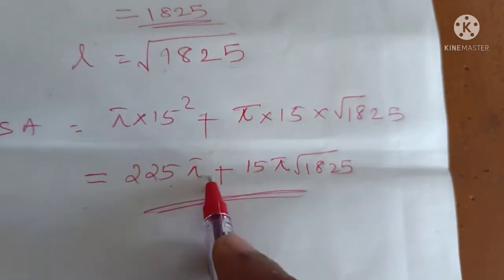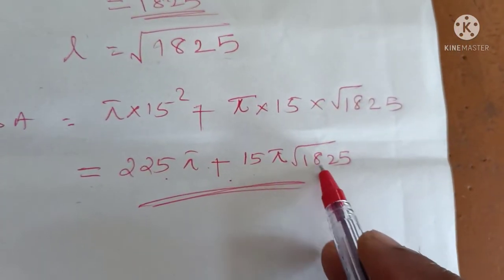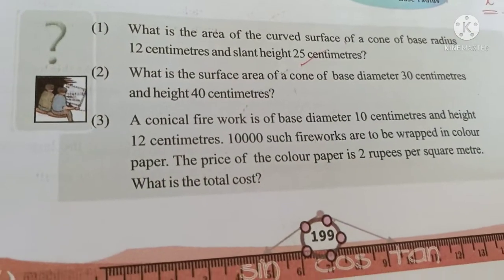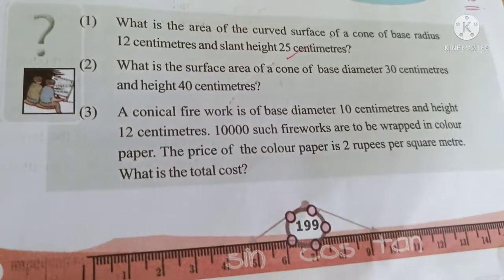So that is equal to 225 pi plus 15 pi into root of 1825. Okay. We have 2 more questions in this section that we will discuss in the class.